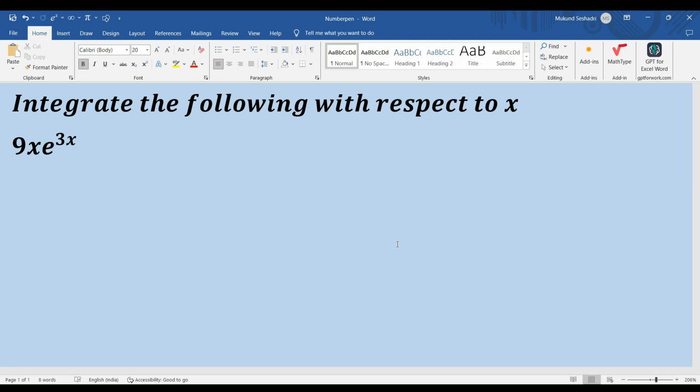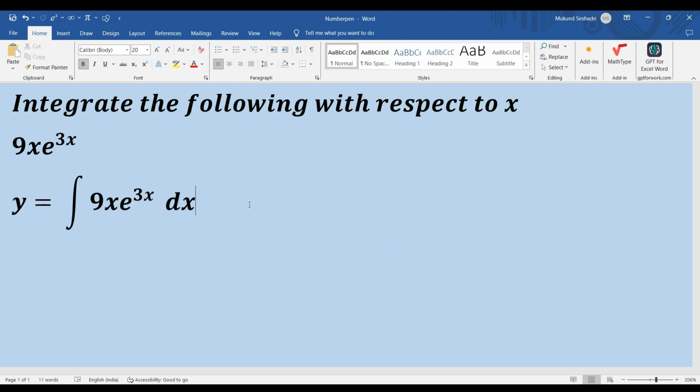So there we have the problem on the screen. Integrate the following with respect to x. We have 9x e to the power 3x, right? So what we've been given is dy by dx and we've been asked to find y. My y is nothing but the integral of the given expression. So let's write down what's our y.